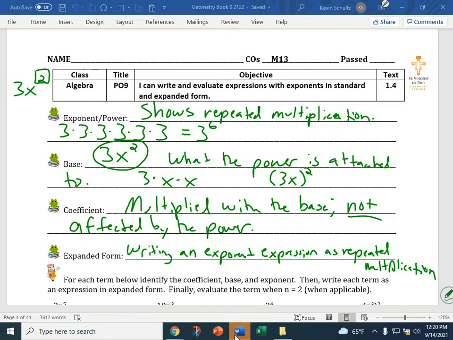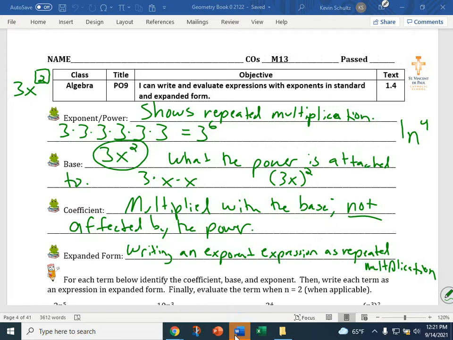Yes, sir? Is it possible for there not always to be a coefficient? Indeed. As it's written, if we just have n to the fourth, if I ask you what the coefficient to that is, it would be correct to say there isn't one, but it would also be correct to say there is one because it's technically one. But if you said that there wasn't one, that'd be fine too. Okay?